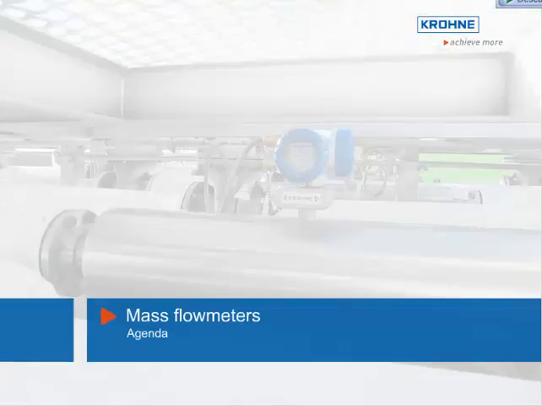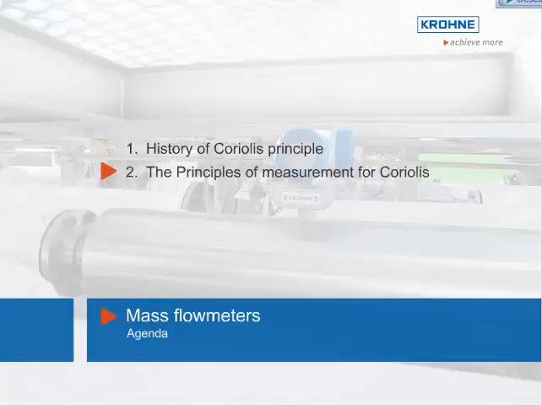When you have finished this module, you will have an overview of the history of the Coriolis principle and how it affects our daily lives. You will be able to describe the measuring principles and measuring techniques of the Coriolis mass flow meter. And you will also have become acquainted with the relevant physics important in understanding the measurement principle.